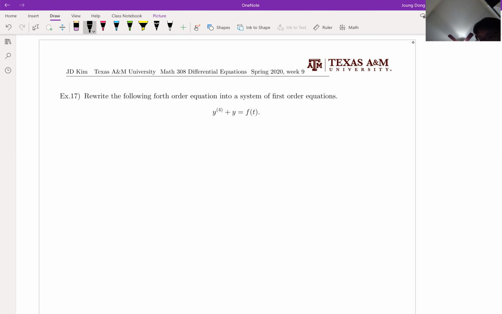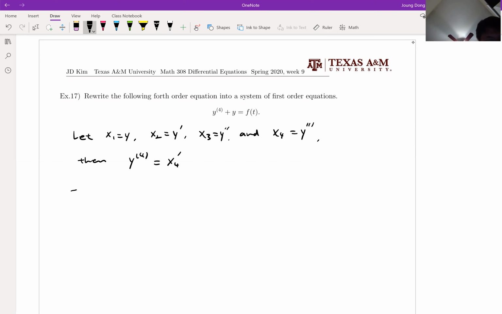So, okay, let me do the same thing. I'm going to define 4 different variables. First of all, x1 is y, x2 is y prime, x3 is y double prime, and x4 is y triple prime, okay? Then with this one, I can say the fourth derivative y'''' is equal to x4 prime. Okay? So now we have all 4 variables, right?